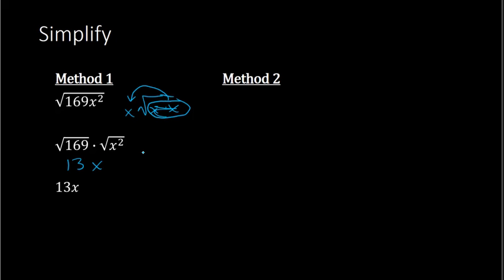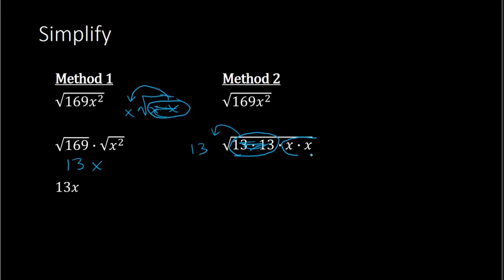Now using method 2, I take the same radical, and what I can do is break apart the 169 as a product of 13 times 13. Then x squared, we have x times x. So from this point, I see that we have two 13s. So I can pull out one 13, and I'm left with no 13s inside. And here are two x's, so I can pull out one x, and I'm left with nothing on the inside. So again, my final answer would be 13 times x.